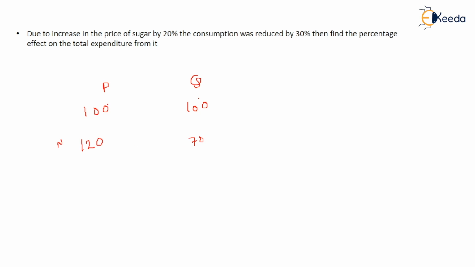So 30% less means 70 kg. So earlier it was 100 rupees per kg and 100 kg they bought. So after multiplying, you will get 10,000. But now because of increase in price, there is reduction in consumption. So how much is the total amount that they are spending now? That is equivalent to 8400. So what is the change in total? 1600 is the change.